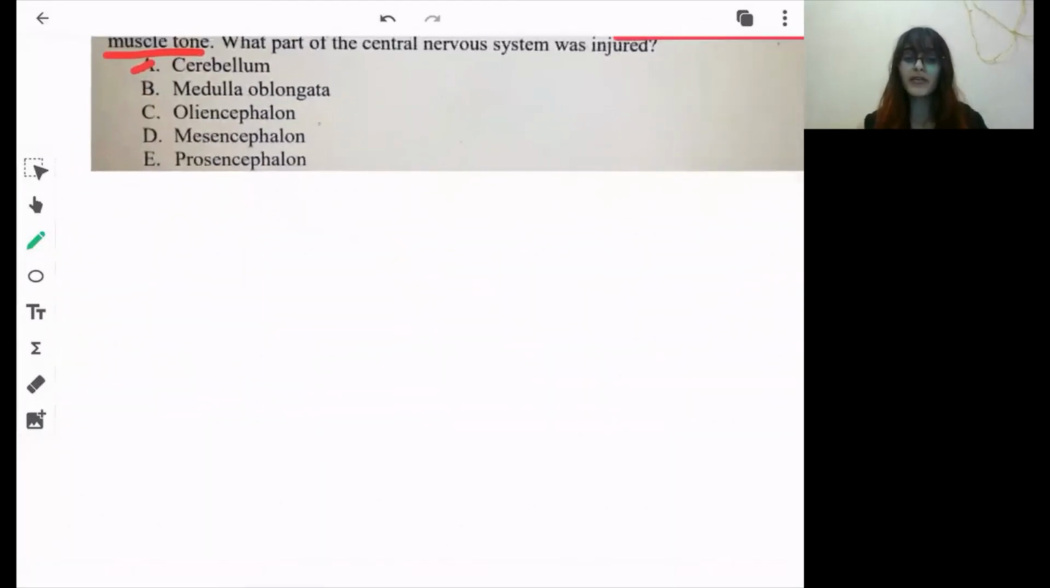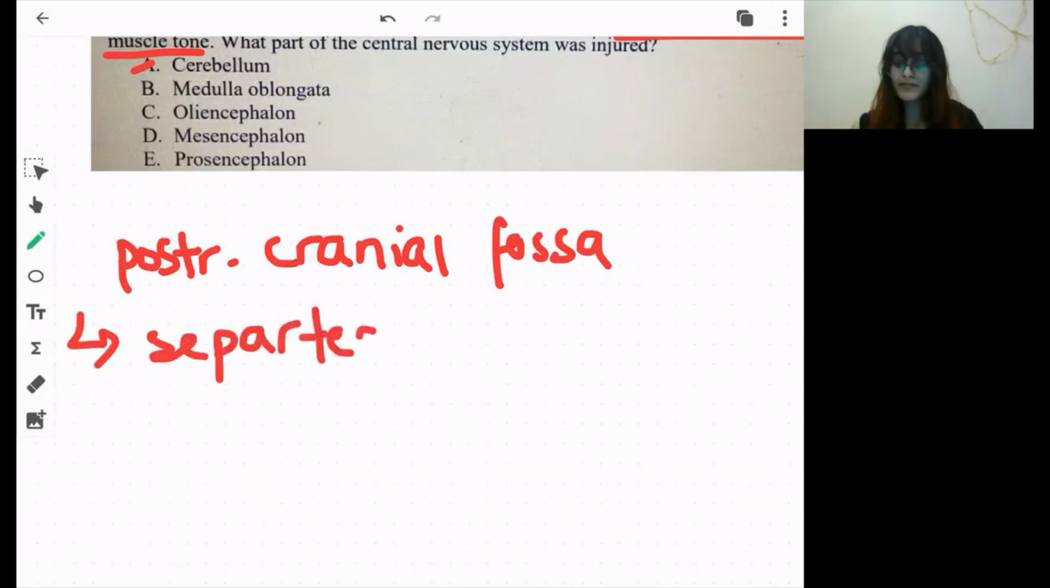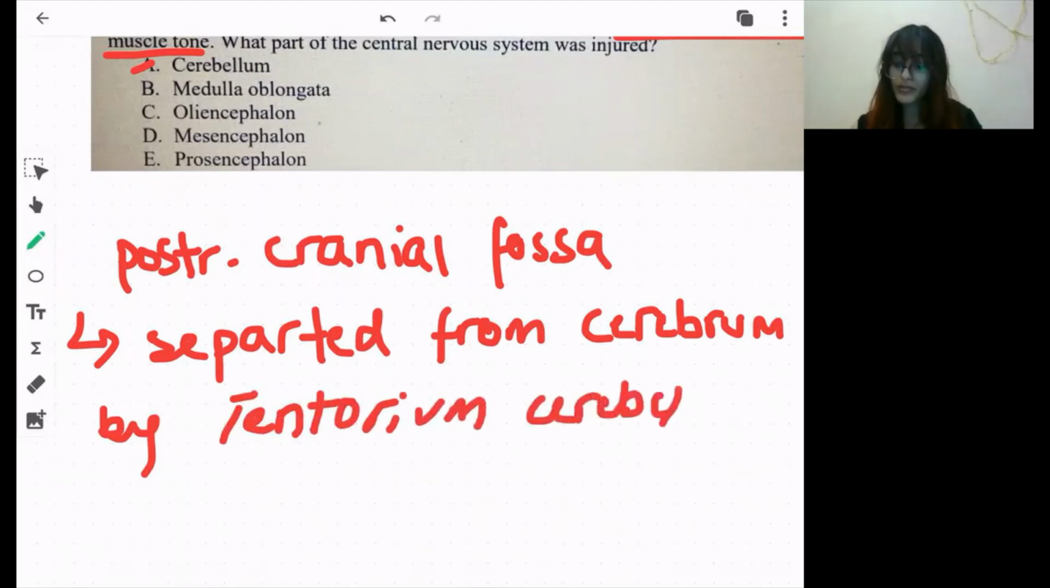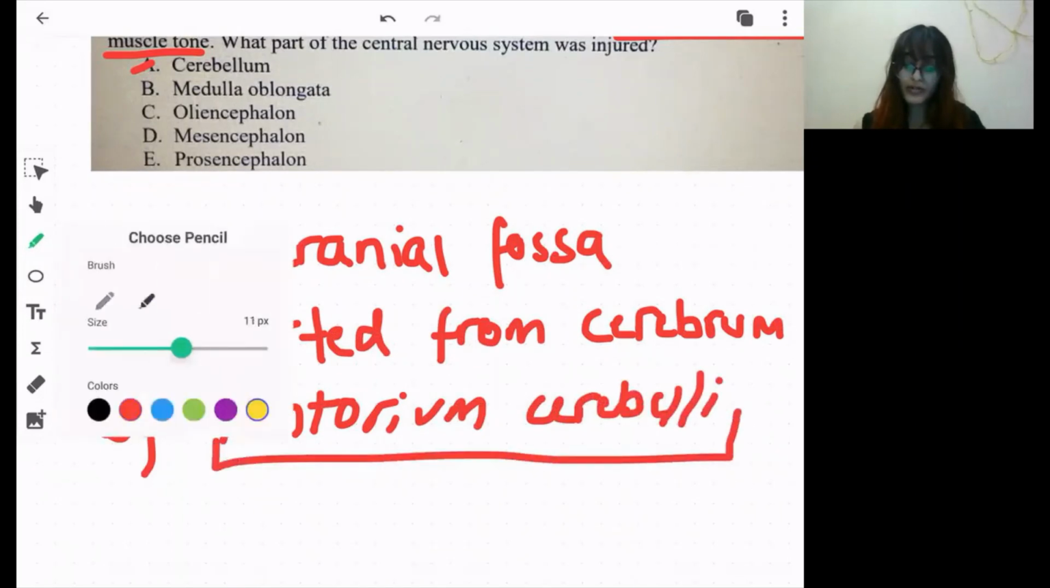Another a few extra points about cerebellum, that it is present in the posterior cranial fossa, and it is separated from the cerebrum by what part of dura mater? The tentorium cerebelli. This is a previous year question. It was asked in Krok. By what part of dura mater? The tentorium cerebelli.